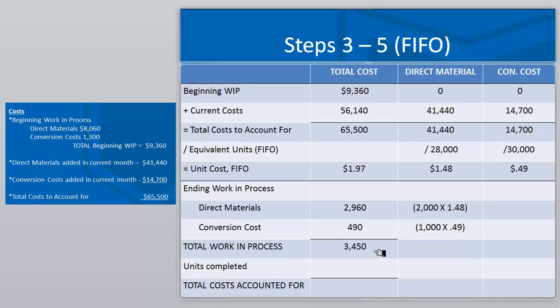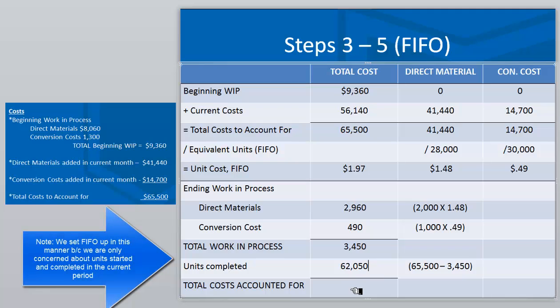Now that we've got the total WIP calculated, we come to the reason why we put units completed on the bottom instead of at the top. We know we need to account for 65,500. We've accounted for 3,450 of it. So to get our units completed, all we're going to do is take the amount we had to account for, 65,500, and again that number comes from right there, and subtract what we've already accounted for, 3,450. The difference has to be units completed, or 62,050. So we take 3,450, 62,050, and we get our 65,500. That's how we do the FIFO portion of it.